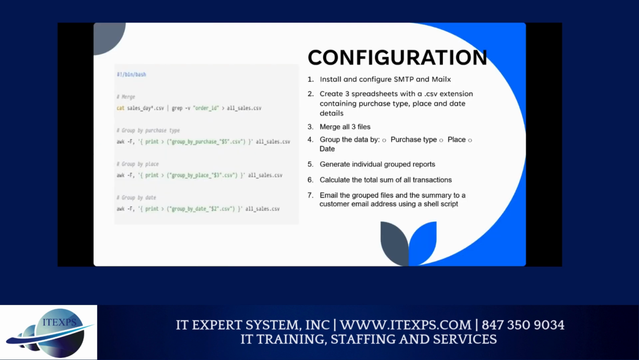So our configuration, before we started, we had to refer back to our Sprint 4, which was setting up SMTP and mailx onto our EC2 instance to be able to automate the email exchange, emailing the file to the customer. So we created 3 spreadsheets with data which contain the purchase type, place, and date.